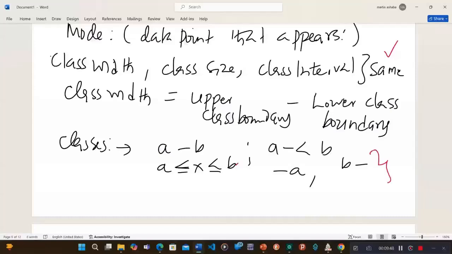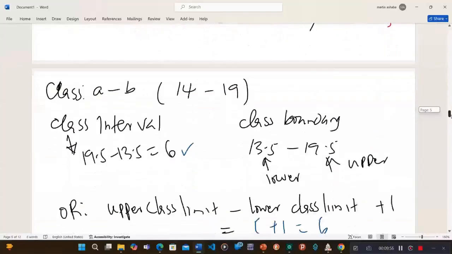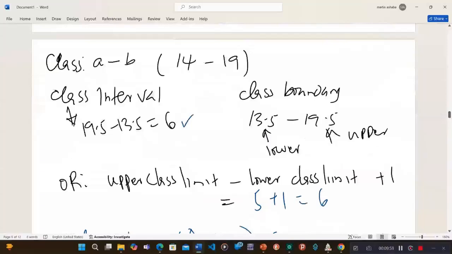So you need to understand what kind of class they have given you, and then see how to treat it in your computation. For simplicity, we are going to take this kind of class. So we have, for example, 14 to 19, and if the class is uniform, we can always subtract 0.5 from 14 and add 0.5 to 19. So what we will have is 13.5 to 19.5.